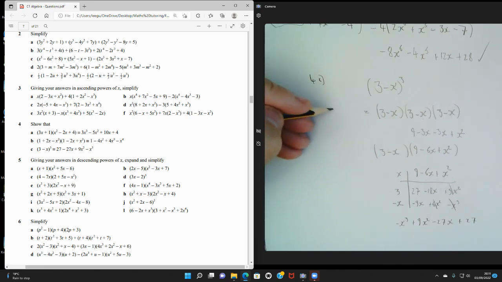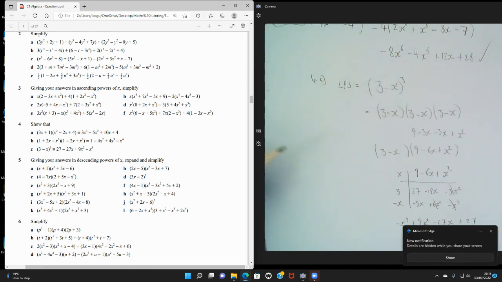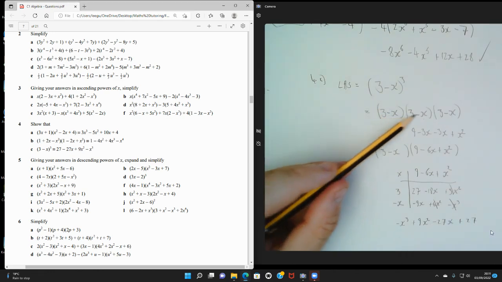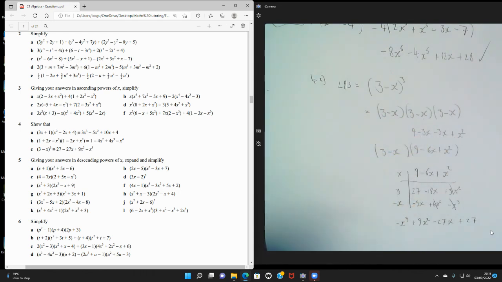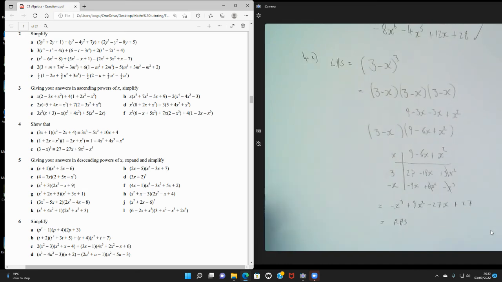So when you've got to do that, you can start off by writing left hand side equals, and then step by step by step changing it. We've written it as what that is, we've expanded it, and we got down to this stage here, and this actually equals the right hand side. So if you want to make sure you get all the marks, you can start off by writing left hand side equals, expand step by step until you get to the right hand side.